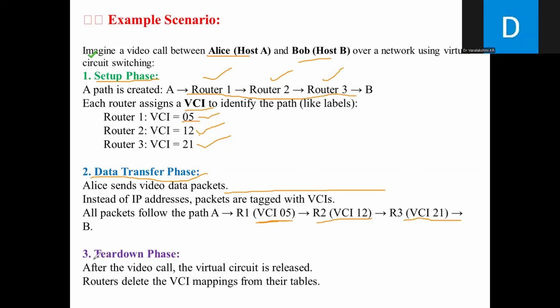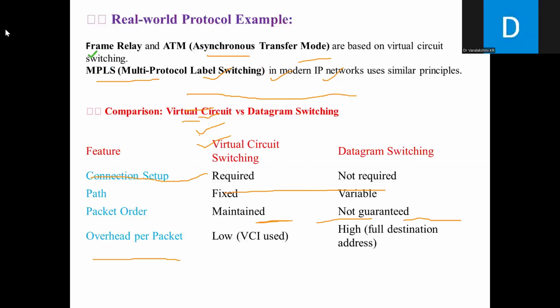So finally, once the packets are moved, the last phase is the teardown phase. After the video call, the virtual circuit is released and routers will delete the VCI mappings from the tables.